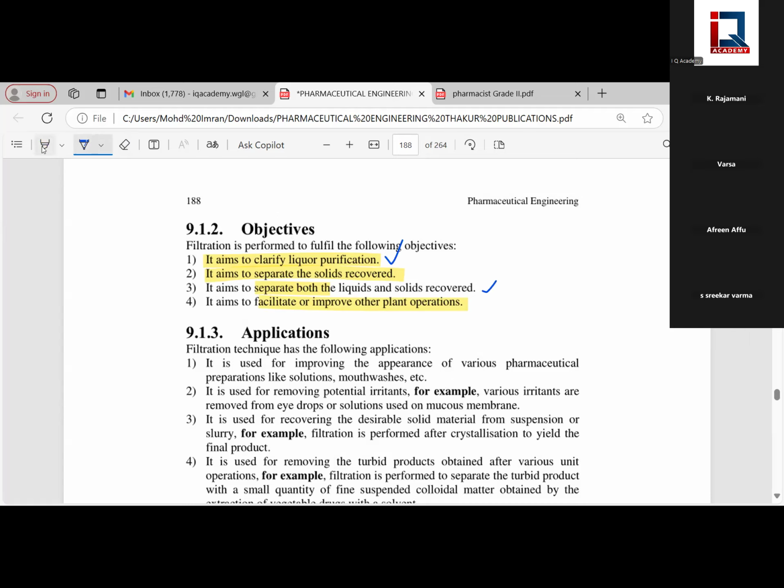Can someone give me 2 examples of other unit operations used for purification? Yes, Srika, distillation, right? Distillation is also a purification and separation technique. We studied it in the previous class, right?